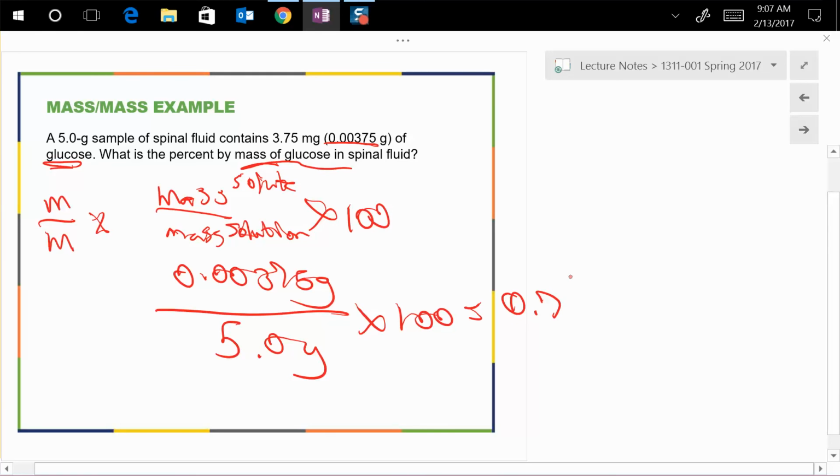Like that? 0.075, or what'd you say? 0.075. Okay, 0.07. Thank you. Percent, right? So that's the percent I would find.